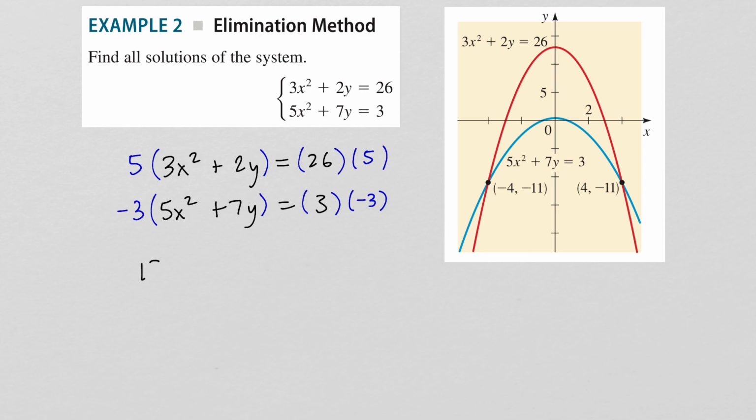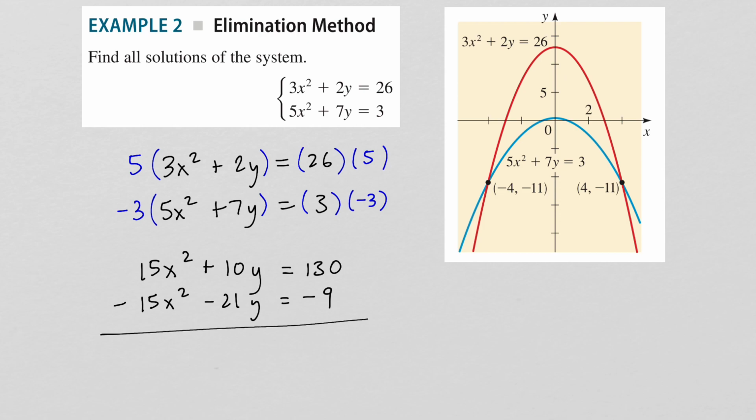So multiplying these out, the first equation becomes 15x squared plus 10y is equal to 130. The second equation is negative 15x squared minus 21y is equal to negative 9. And then when we add these together, we get negative 11y is equal to 121. Dividing by negative 11 will give us y equals negative 11.